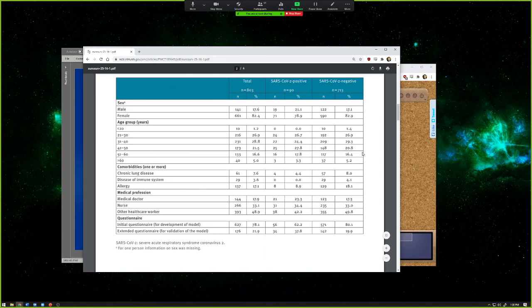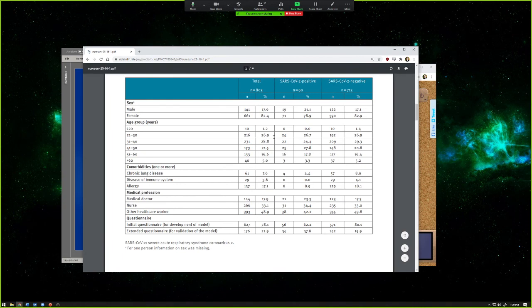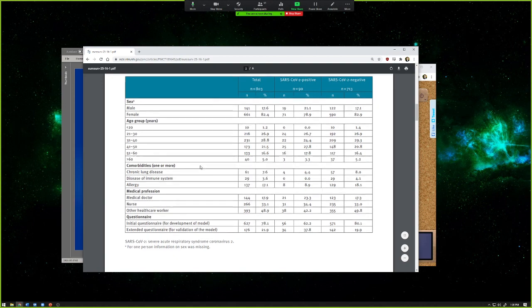You guys can hopefully see it okay. And actually, I'll probably post this afterwards, so I don't forget. So if you can't find it, I'll go ahead and post it up. But again, they have 803 people here. They have 90 that were SARS-CoV-2 positive, 713 that were not. And what they wanted to do is try to figure out what symptoms were present in these people and how that differed amongst those that were positive versus those that were not.